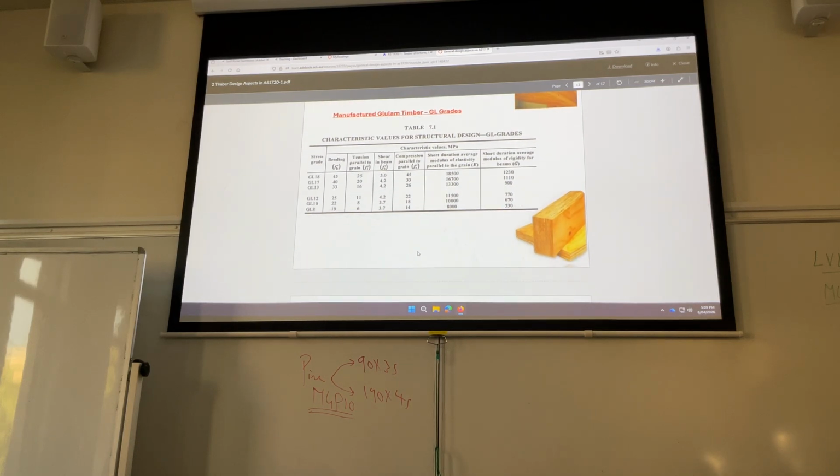These are the properties of glue laminated timber, or GL grade. GL grade is the highest grade compared to MGP and F grade because it is manufactured. What is the bending capacity, for example, here? We have grades from GL18 to GL8. As you can see, the bending capacity can reach up to 45. It's not bad. So this table gives us some examples of the properties of the timber.